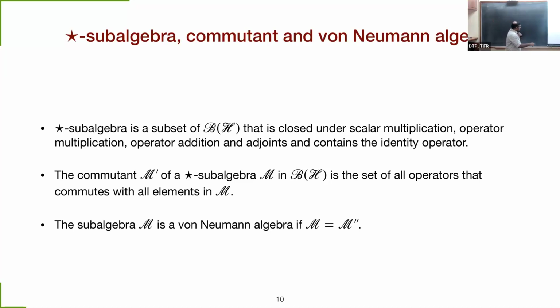Now, such a subalgebra is called a von Neumann algebra if you can show that the commutant of the commutant is the original algebra. If these conditions are satisfied, then you say that it is a von Neumann algebra. So the algebras of our interest are always von Neumann algebras.